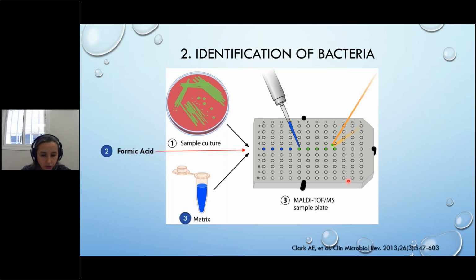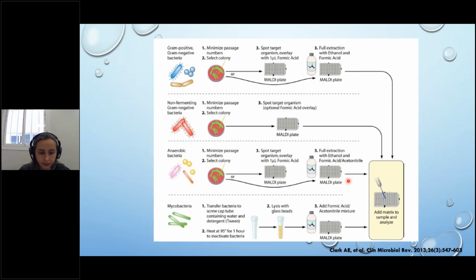It was shortly after this basic methodology was released that some researchers found out that formic acid could perform some on-plate protein extraction and improve the identification. So this is mainly what most people use in their labs. Just spread the colonies, add 1 microliter of formic acid, let it dry, and then add the matrix, again let it dry, and the sample is ready to be analyzed. So the whole procedure takes less than 5 minutes.